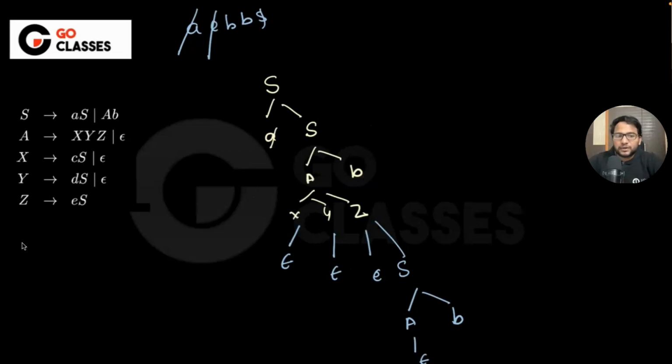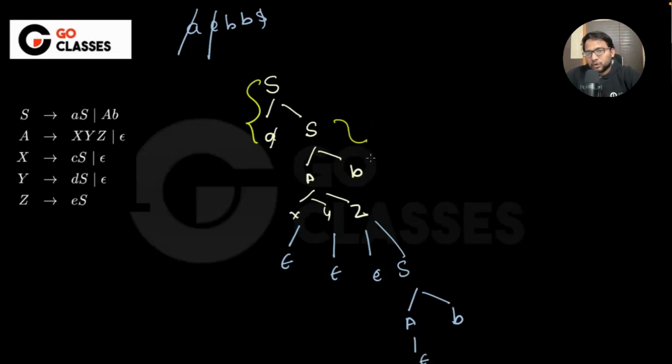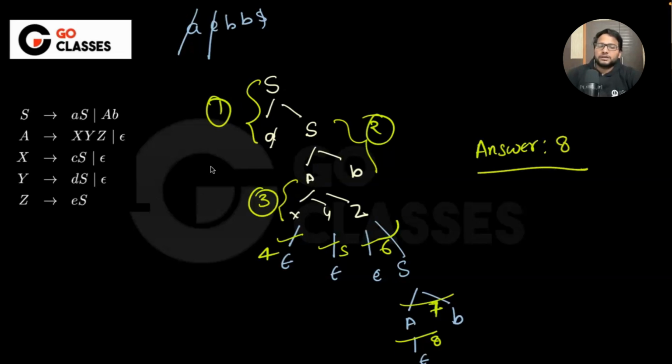So how many derivations do we have? This is 1, this is 2, this is 3, 4, 5, 6, and then 7, and then 8, right? 8 we have. So we have 1 here, 2 here, 3 here, 4 here, 5, 6, 7, and 8. Okay. So what is the answer? Answer is 8. Okay. Answer is 8. Understood? Okay. So I hope you understood, right?